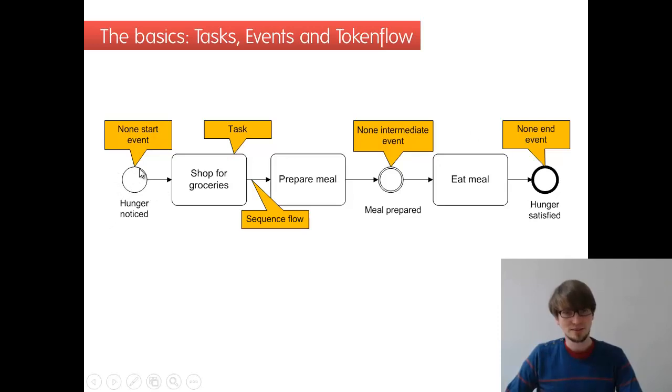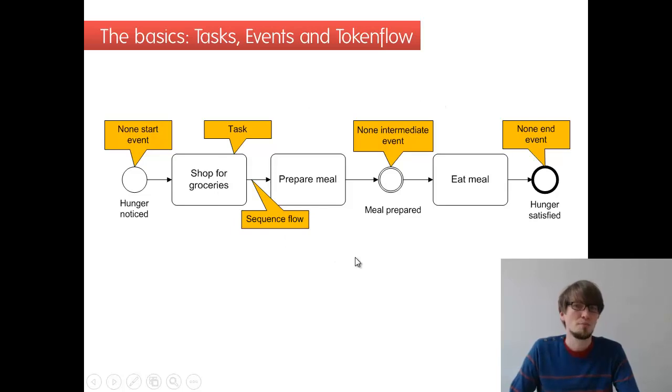So we have a very easy process. We have the events. In this case, it's a none start event, so it's not a message or timer or something. It's just not specified. So it's a none start event. The process instance starts here. Then we have the tasks. We have the sequence flows. We have end events with a thick line. In this case, it's a none end event. And we might have intermediate events with the double lines here. That means some event occurs during the process flow. I think that's pretty obvious.